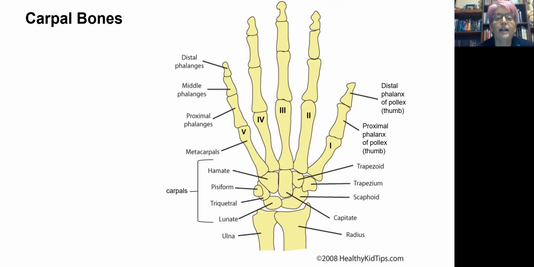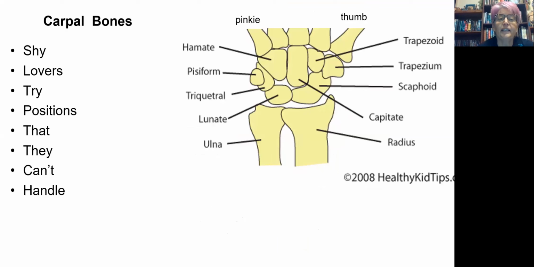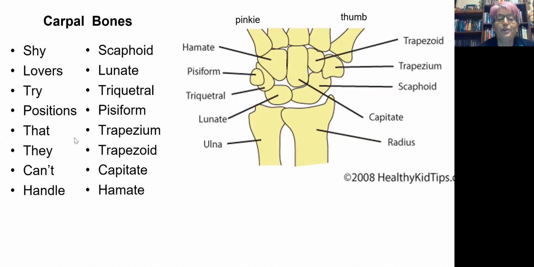So we do have a mnemonic for remembering it, and it is: shy lovers try positions that they can't handle. So shy for scaphoid, lovers for lunate, tri for triquetral or triquetrum. I love that one because tri, that's helpful. And then positions, pisiform. Then we go back over to the thumb side. Trapezium, trapezoid, that's that they. Capitate is can't, handle is hamate.